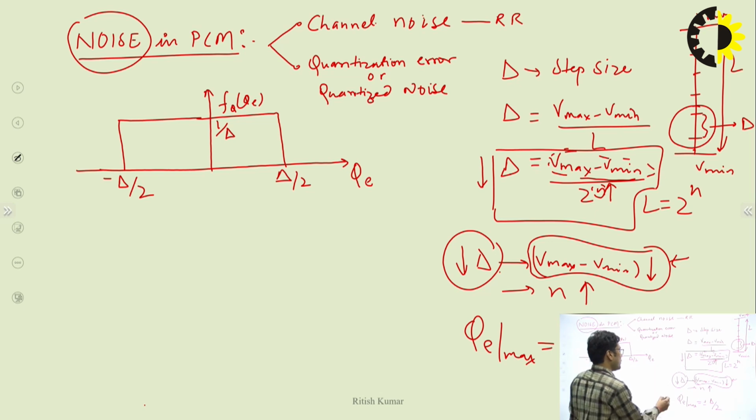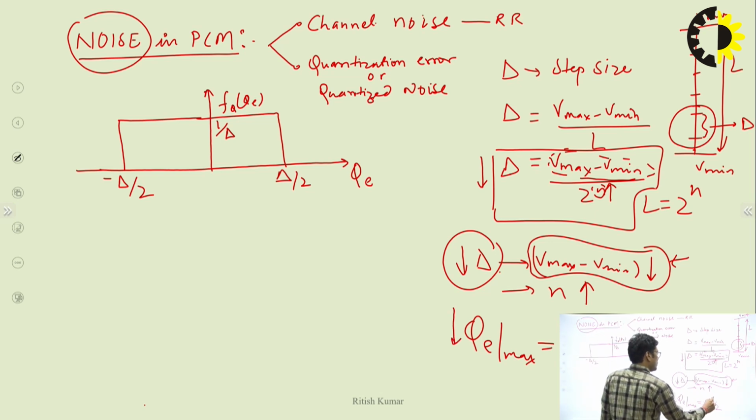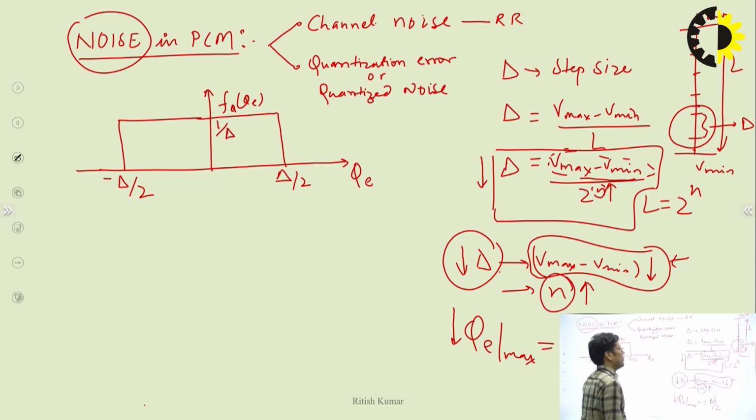To have the minimum quantization error, we need to have the less value of delta, that is the less value of step size. To have the less value of step size, we need to increase the number of levels. This is the basic concept of how you can decrease the quantization error as well.